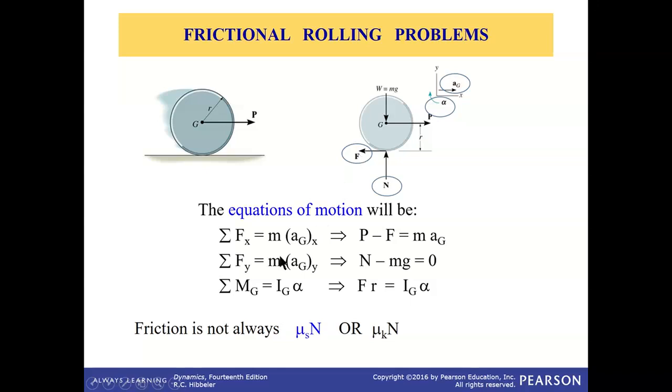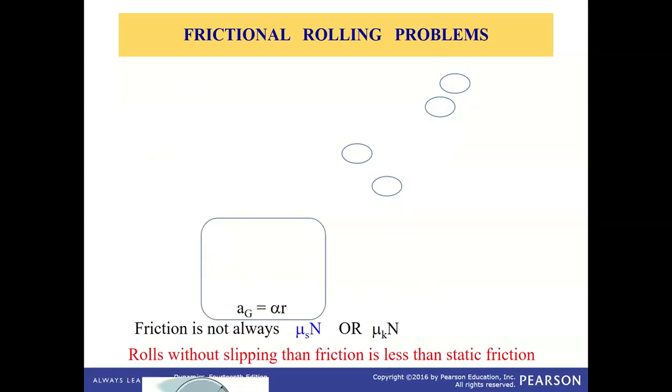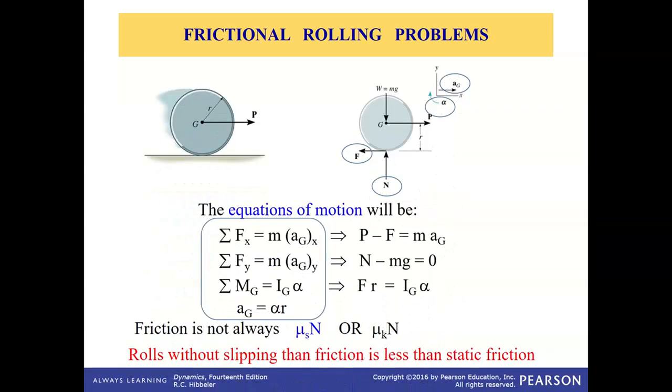But one thing to remember here is friction is not always mu s multiplied by N or mu k multiplied by N. That depends on the situation. So let's consider there are two possibilities here. Number one is wheel rolls without slipping. If that is the case, then our equations of motion are these 4 equations, where our fourth equation is one which relates linear acceleration with angular acceleration. So AG is alpha r. And these 3 equations are from the previous slide.